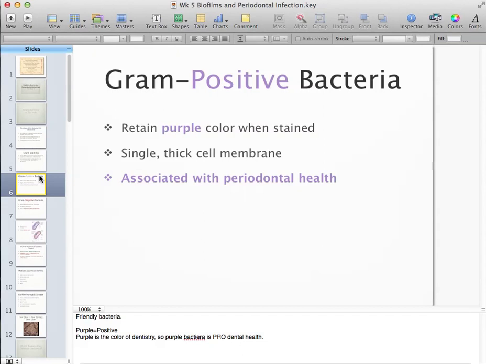So, gram-positive bacteria, positive equals purple. Gram-positive bacteria will stain purple. It's single and it's a thick cell membrane. This is associated with periodontal health. Gram-positive is friendly. That's why there's a plus sign. You can also think purple is the color of dentistry, so purple equals pro-dental health. Gram-positive is a good thing. Purple.